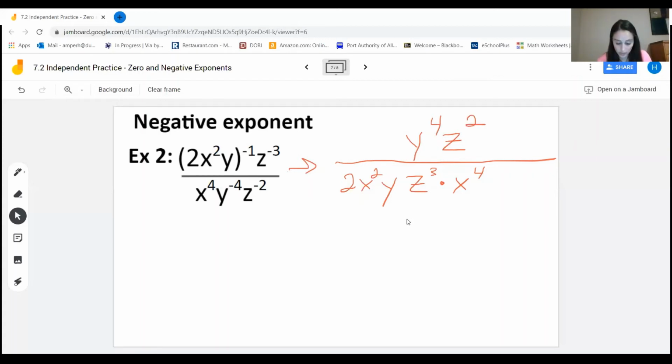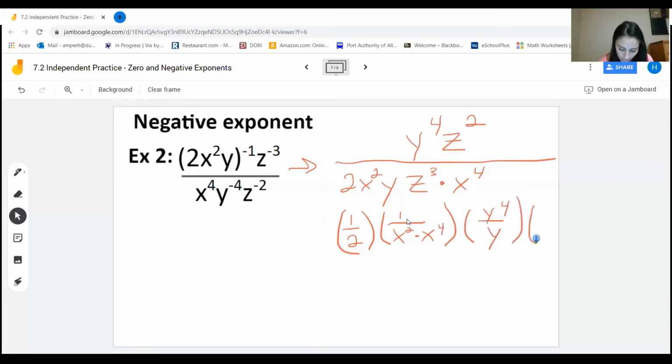So if we wanted to break these down into their own separate division problems, we would have 1 divided by 2. X is actually being multiplied in the denominator together, so we could have 1 over x squared times x to the 4th, times y⁴ over y, times z squared over z³. Okay, that got cut off a little bit, but it's z squared over z³ at the end.